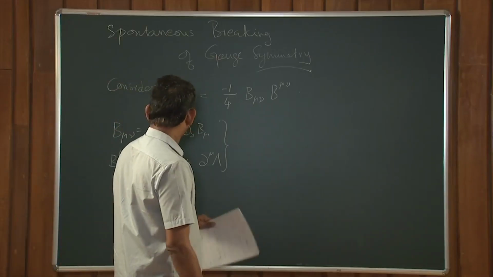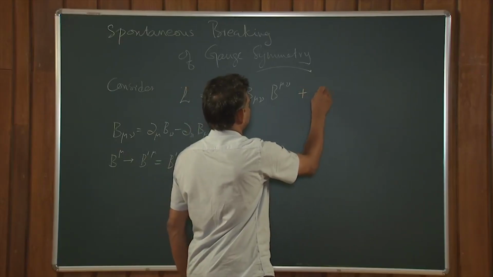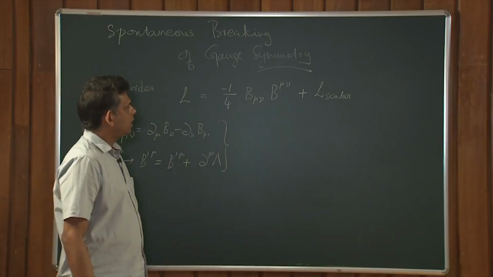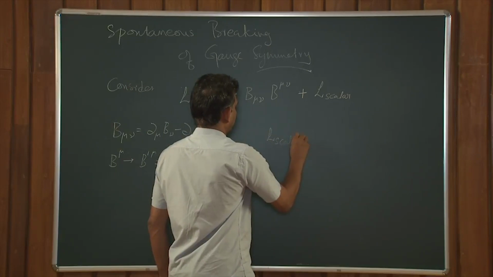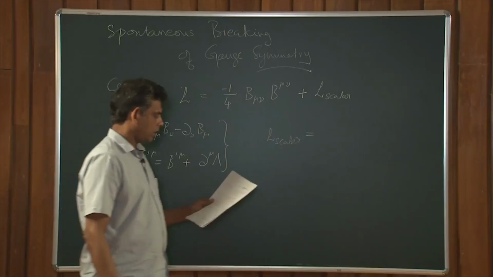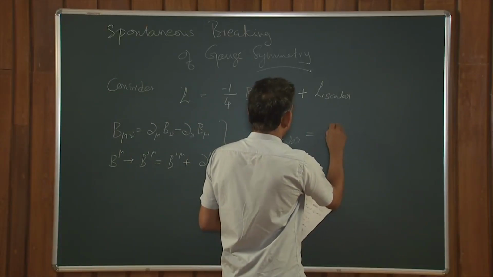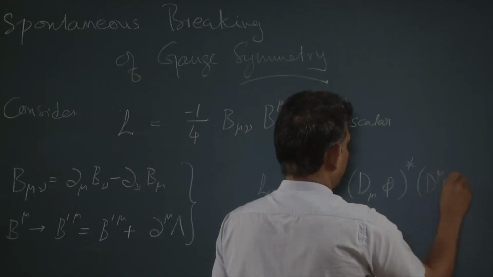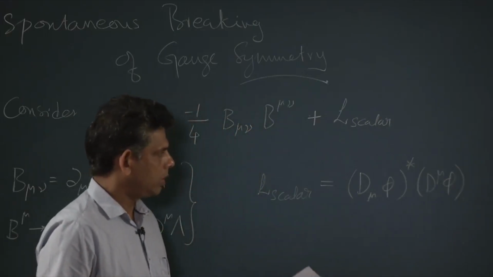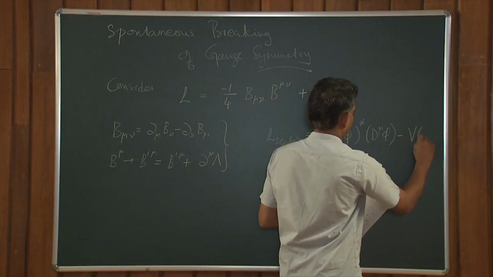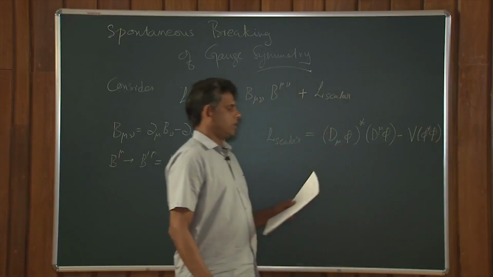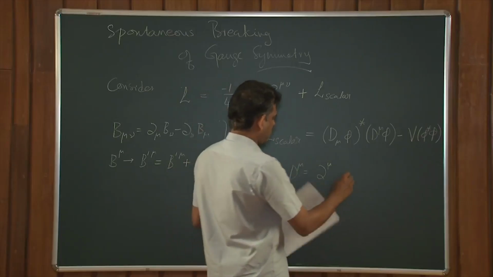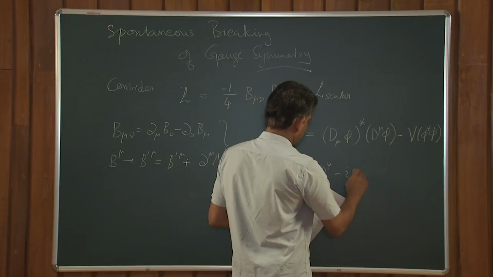We will not go into that here, but we will add another part to the Lagrangian, L scalar, where L scalar is equal to D mu phi star D mu phi. That is the kinetic part, and a potential V, which depends on the product phi star phi, and D mu is dou mu, the partial derivative, plus rather minus I g B mu.